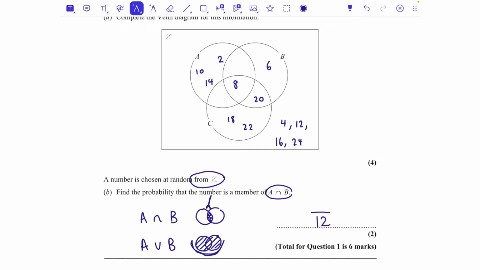So if I want A intersection B, which is what I want here, I just want the values that are in A and in B. And if we have a little look there, there's only one number that's in A and B, and that's 8. So the probability of picking that number is 1 out of 12.